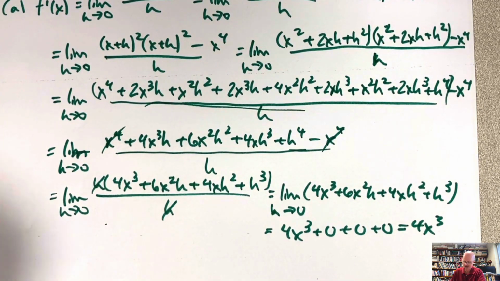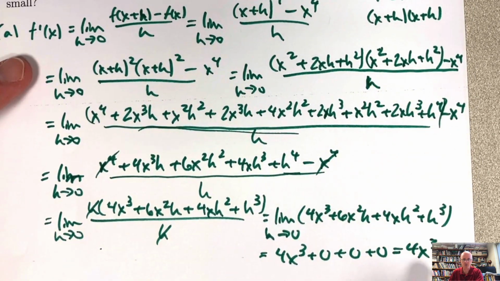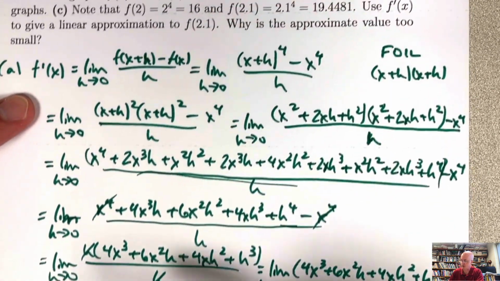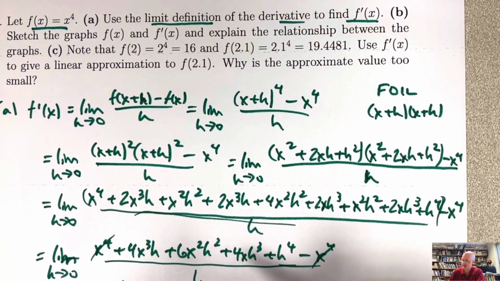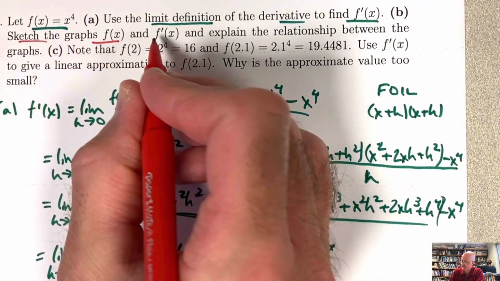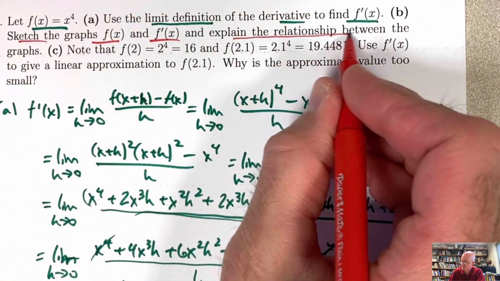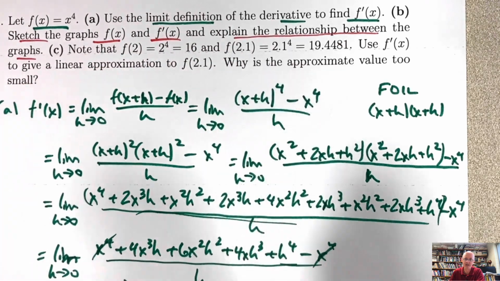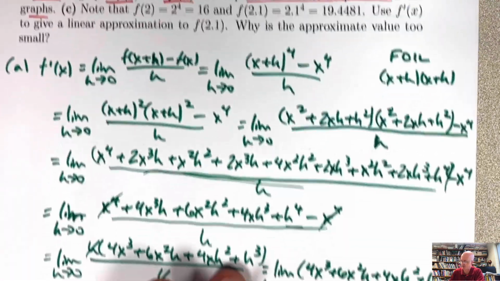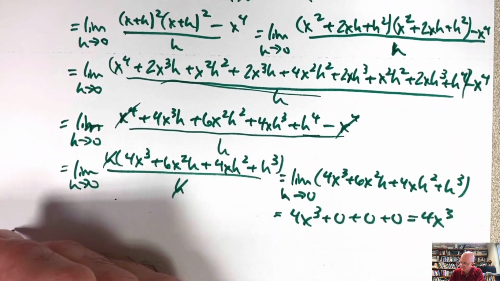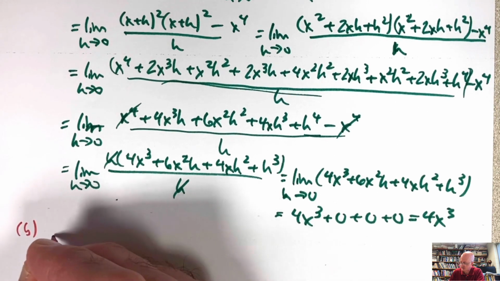All right, that's part A, and that could be found with the power rule if you know it, but I'm not assuming you know the power rule. Part B, sketch graphs of f of x and f prime of x and explain the relationship between the graphs. Of course, you could use technology to make those graphs, but let's try to do it without technology. It should be something you should be able to do just by thinking about it.